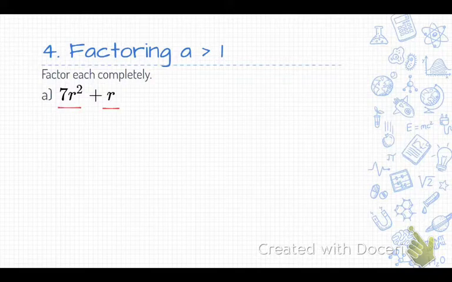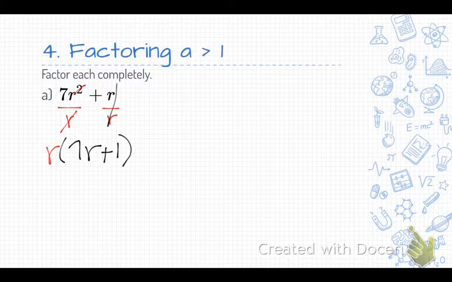Good. Okay, now again, does the greatest common factor have to be a number? No, it can be a variable too. So I take out the r. So this leaves me with 7r. This one divides out, becomes 1. Can I factor that any further? No, that's my answer.